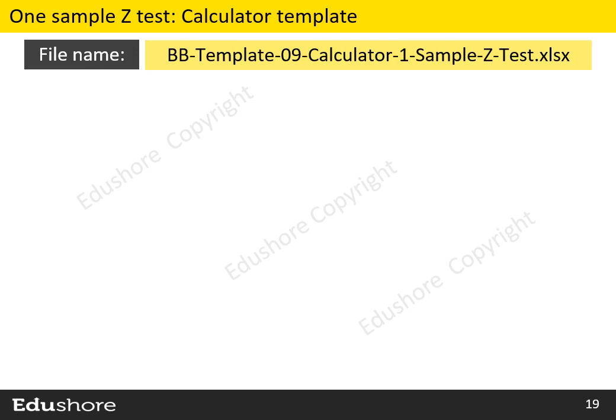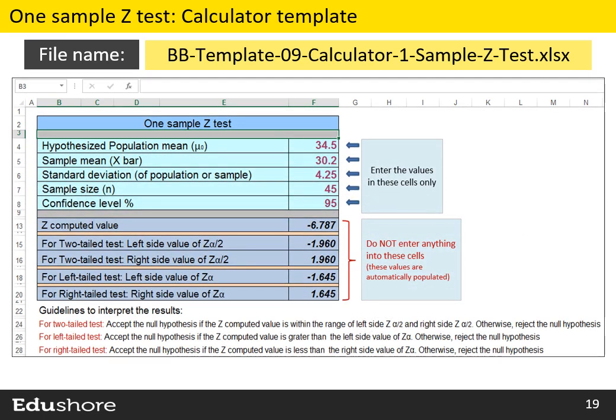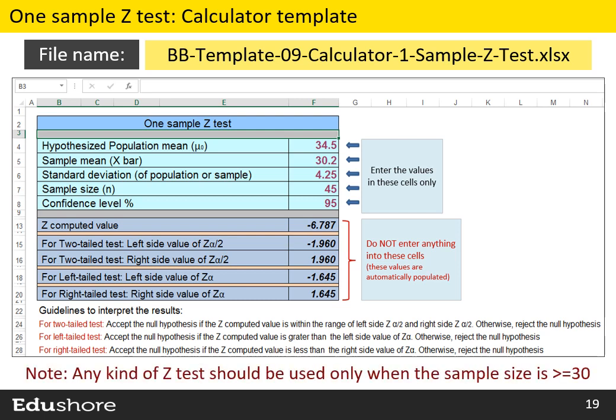To help you do the one sample Z test easily, Edushore has developed a calculator template. Here is the file name of one sample Z-test calculator template that is provided to you. All you need to do is just enter the known values of mu naught, x bar, sigma or s, sample size n, and the confidence level. This calculator generates all the rest of the values for you, such as the Z computed value, Z critical values for two-tailed, left-tailed, and the right-tailed tests. It also provides you the guidelines to interpret the results so that you can arrive at the right conclusions. Please note, any kind of Z-test should only be used when the sample size is greater than or equal to 30.